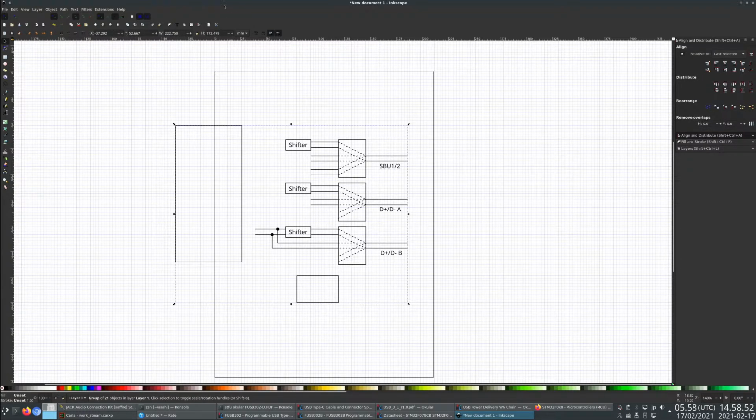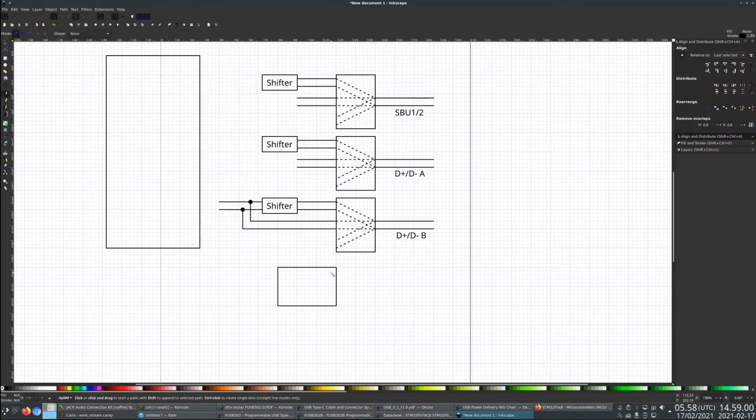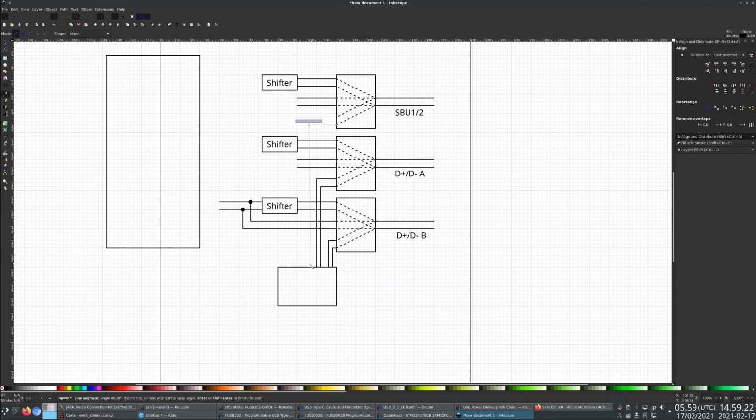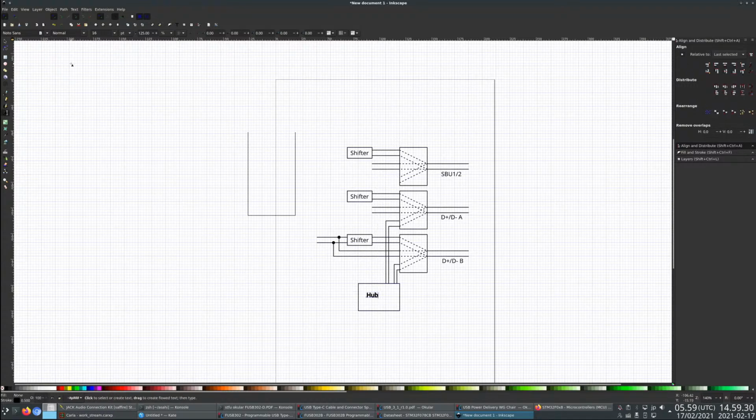I think I just broke that group, yeah. Just ungroup that. So what we have is, make it a bit shorter here to make it more obvious that these are pairs. And so I don't have to move everything again. That's the hub.